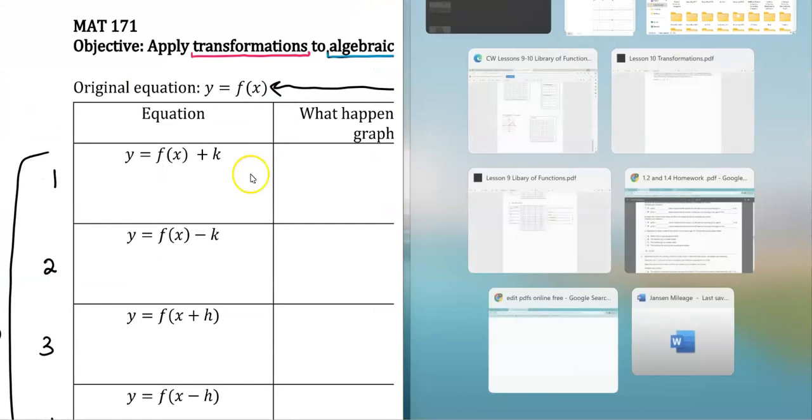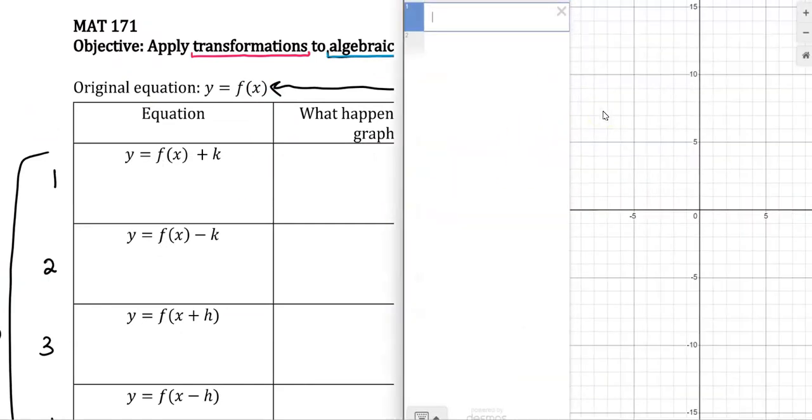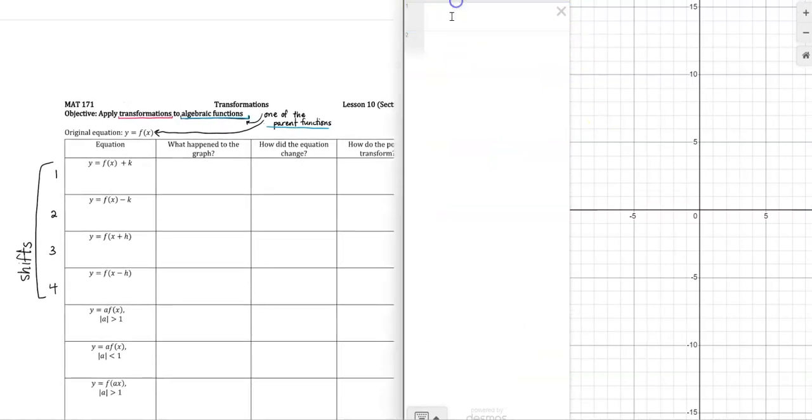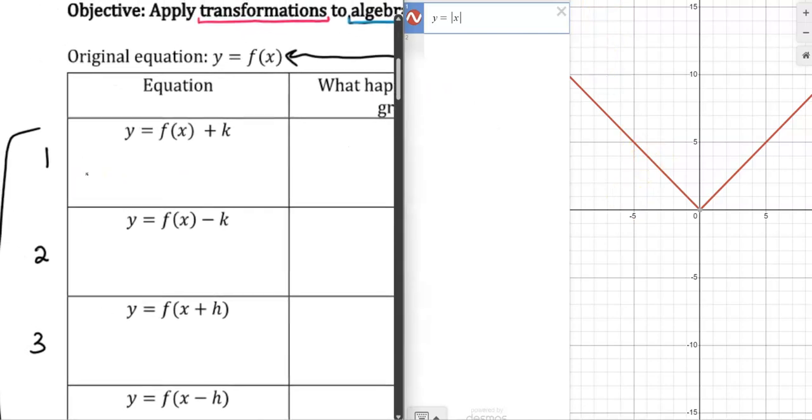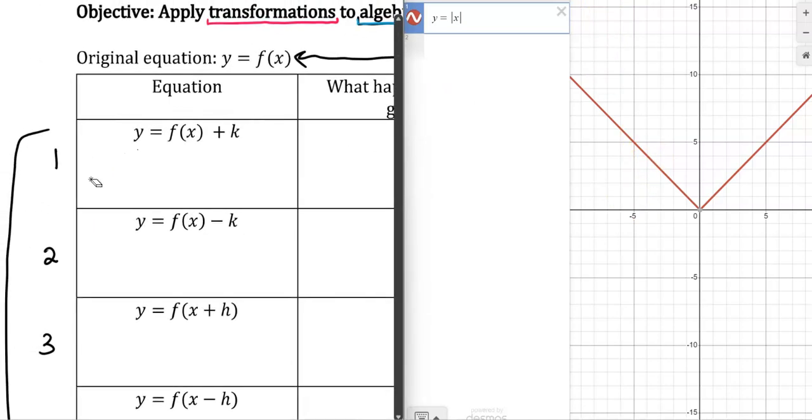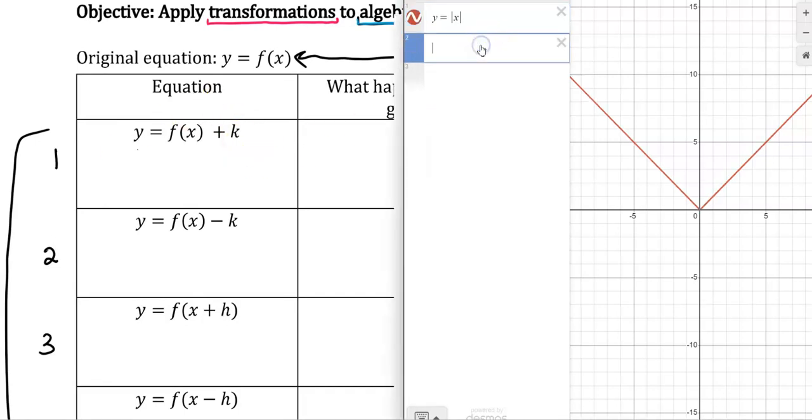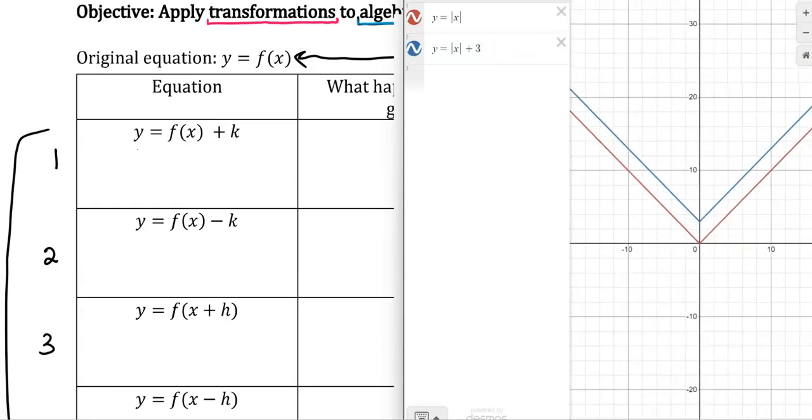So I have Desmos up here because this is going to help us graph these functions and show us what's going on. Let's say that the parent function I pick for my original equation is the absolute value of x. There's the graph of that. The next equation we want to graph, looking at number 1, says y is equal to f of x plus k. So my f of x was just the absolute value of x. I now need to look at the absolute value of x plus some number k. Let's just say that I chose k to be 3. And now we can see the new graph popped up in blue.